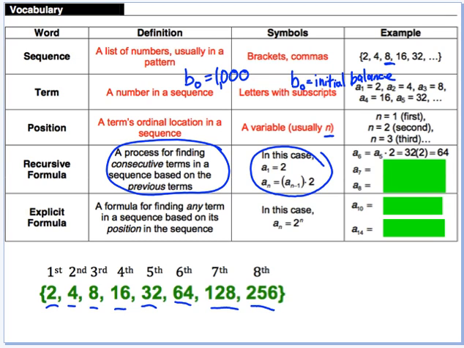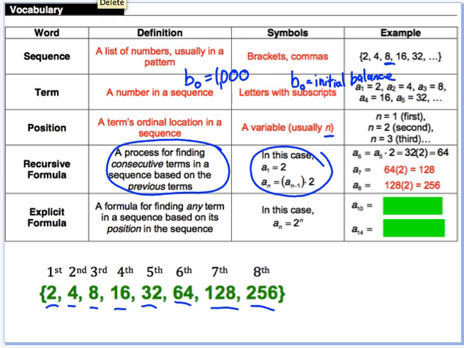So if we have a problem that asks what is the 7th term, we would just say it was 64 times 2, which is 128. And when we're looking for the 8th term, we would say it's 128 times 2, or 256. All right, so that's recursive: using your previous term, doing the math to get the next term.